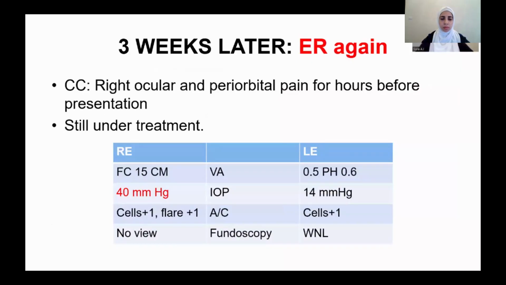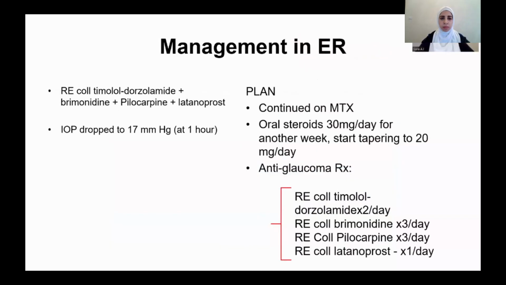Her visual acuity was the same. Her intraocular pressure in the right eye was 40 millimeters of mercury, with mild inflammation in the anterior chamber in both eyes. She was managed in the ER with topical anti-glaucoma drops in the right eye, and her intraocular pressure dropped to 17 millimeters of mercury. Our discharge plan was to continue methotrexate, taper the oral steroid dose, and add anti-glaucoma drops for the right eye.